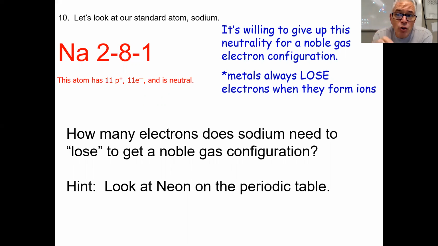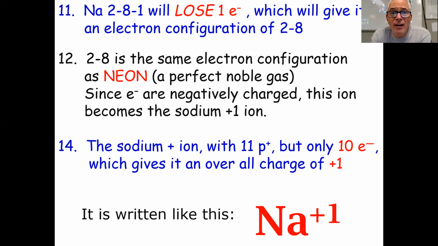Neon on the periodic table has a 2-8 electron configuration. Sodium is a metal. It's got 11 electrons, 2-8-1. How many electrons does it have to lose to become like neon, the closest noble gas? It needs to lose 1 electron. It loses 1 electron, and instead of being 2-8-1, it becomes 2-8. It's going to have the same electron configuration as neon, which is perfect. It's got 11 protons, and now it's only got 10 electrons because it's 2-8, and that 11 positives and 10 negatives sums up to positive 1.